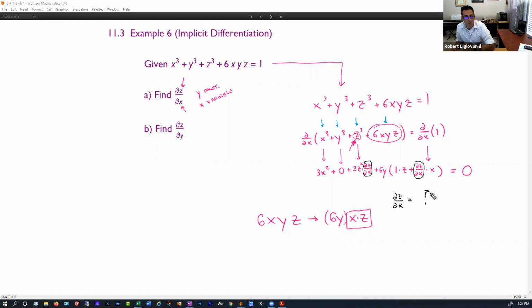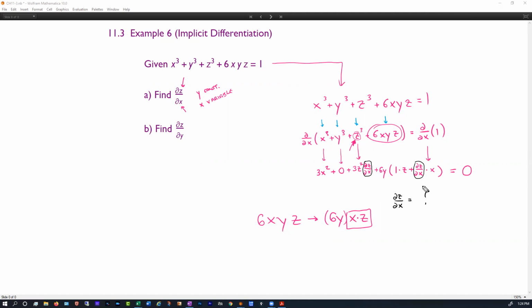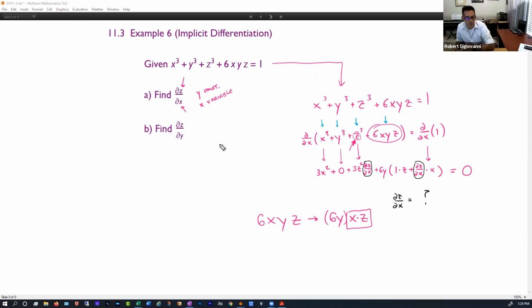Should I go through that work, or do you feel comfortable that you could solve for partial of z with respect to x? What do y'all think? I think you should go through it just to be safe. You guys go through it? Okay, I'll do it on this one. On the next one, I won't.